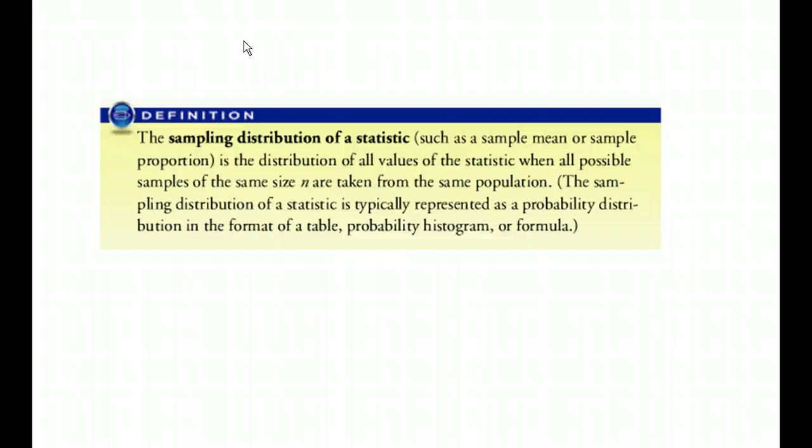So we pick a sample size, some sample size n, and it's every single possible value the statistic can take on, and it's the distribution, the likelihood that it takes on that value.